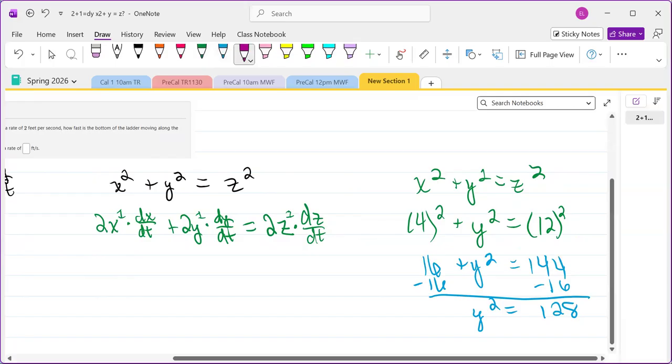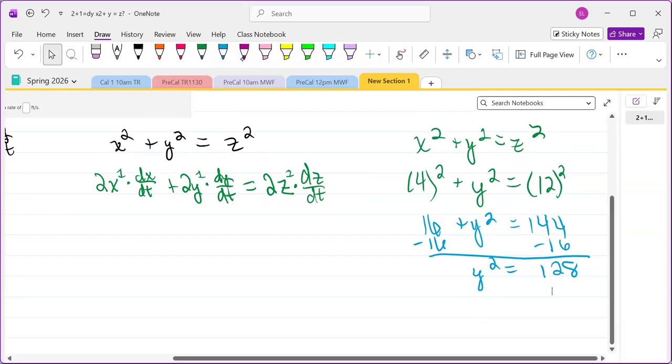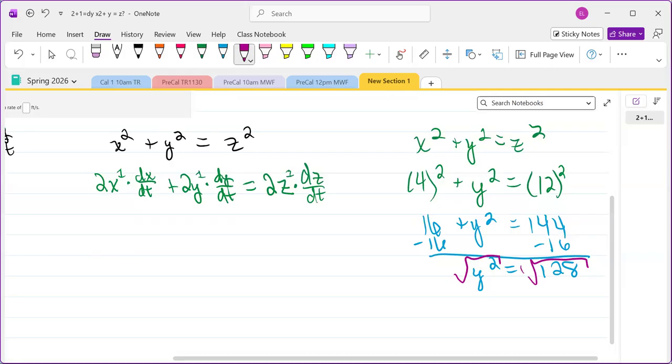Now, to get y by itself, we're going to square root both sides. But anytime we square root, we always have to remember we have the potential for a positive or negative number. Now, in the context of this problem, y is a distance. Distances are usually positive numbers. You might have some weird scenarios in physics or whatnot where you put some negatives on there, but in math class, generally, if it's a distance, we keep it positive. So we have the positive square root of 128.